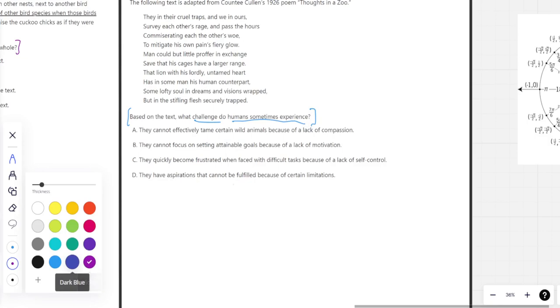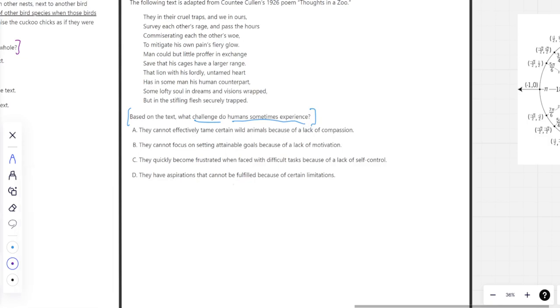Yeah, that's pretty wordy, but I see we got an answer in the chat already. And it is going to be D, because especially this last part of the poem is telling me humans have lofty dreams, but the flesh is stifling and we're trapped. So it seems like we're limited to doing some things. We have certain aspirations and dreams that we cannot fulfill because of certain limitations. That's what we see, especially in that last part.